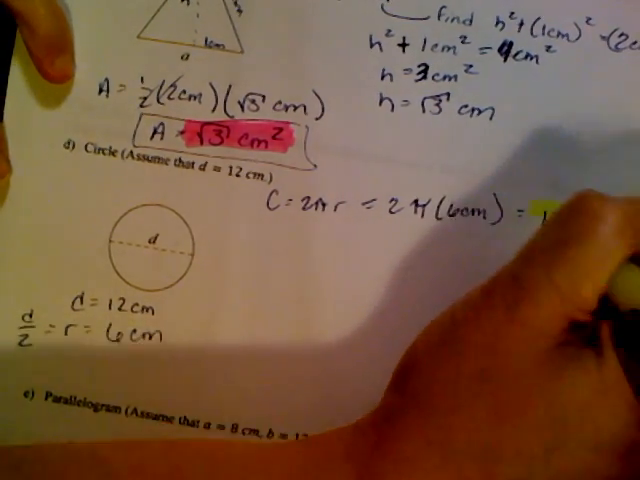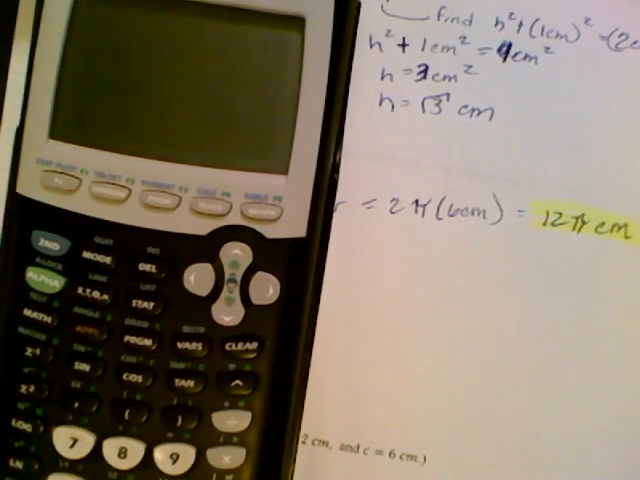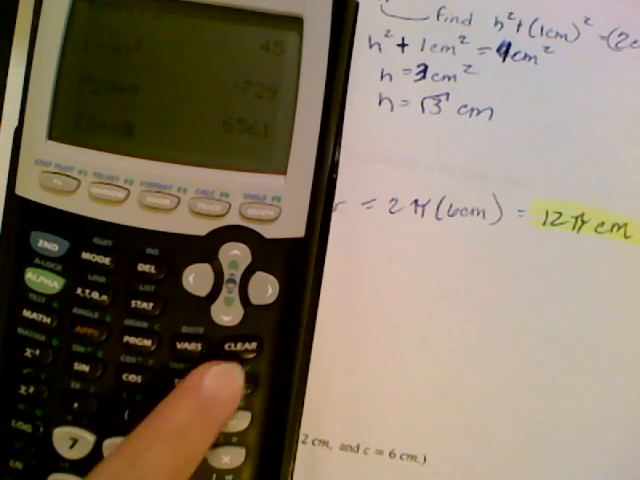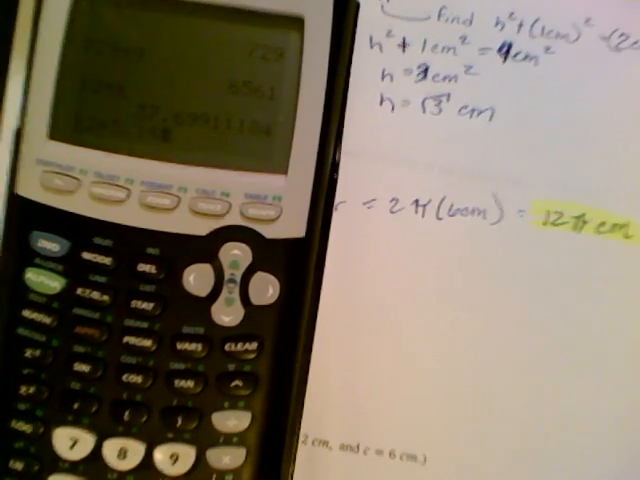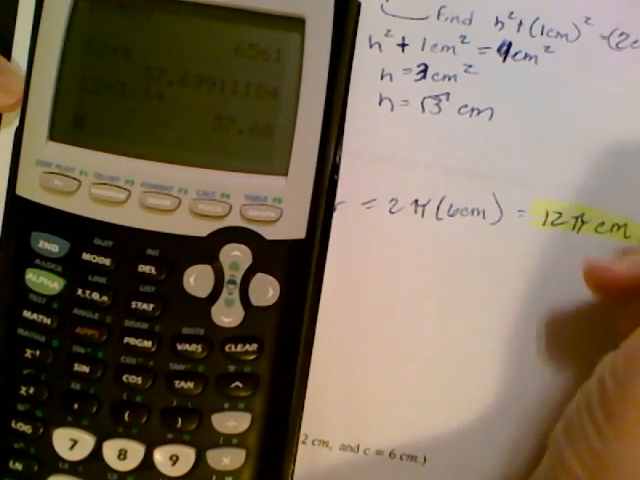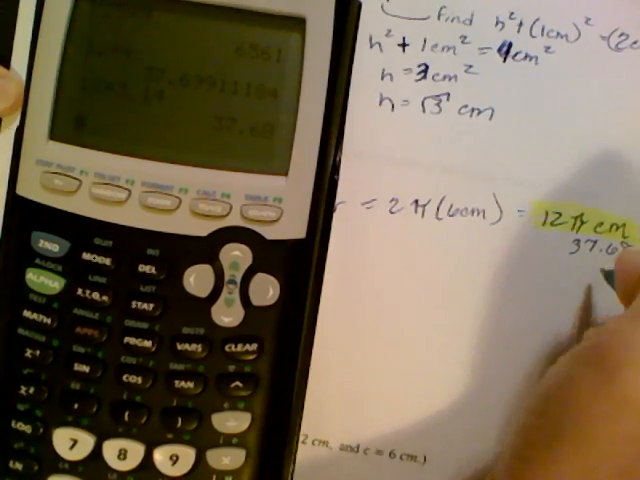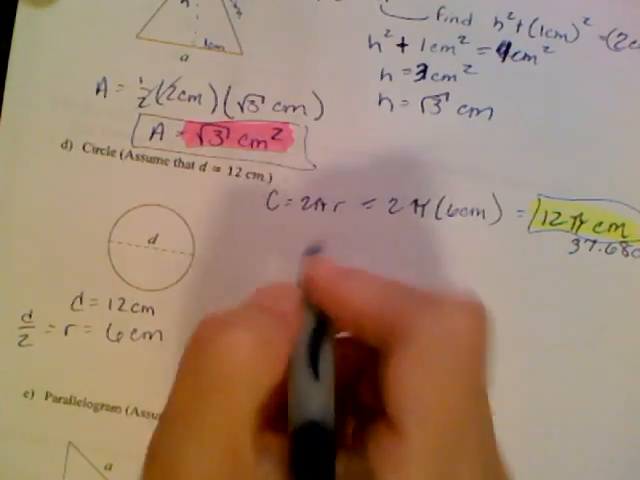And I hope all of you know how to do that. I will show you on your calculator. You're going to have 12 times, and you're going to use the second key, pi, which gives you a bigger number, or you can do 12 times 3.14, and you get 37.68 centimeters. Okay, now on your exams, I just as soon have 12 pi centimeters.